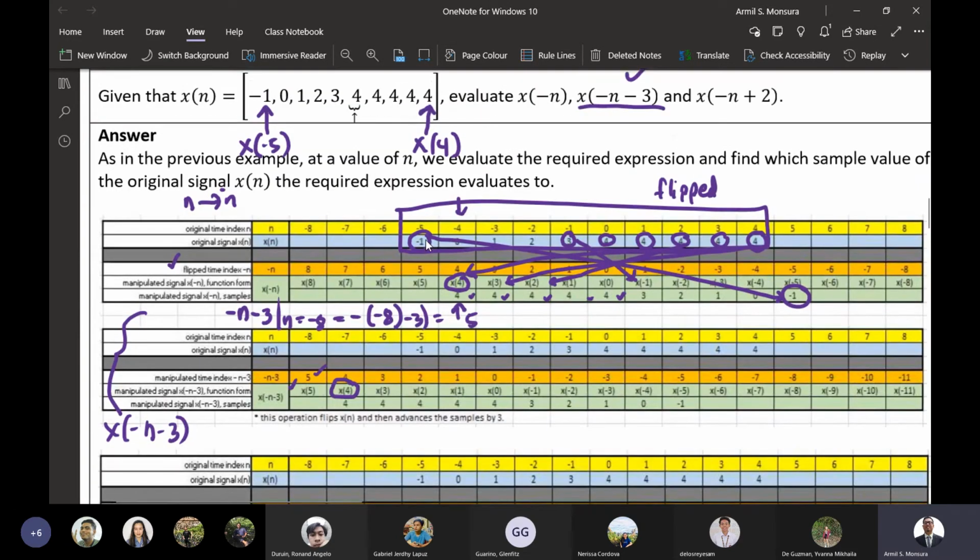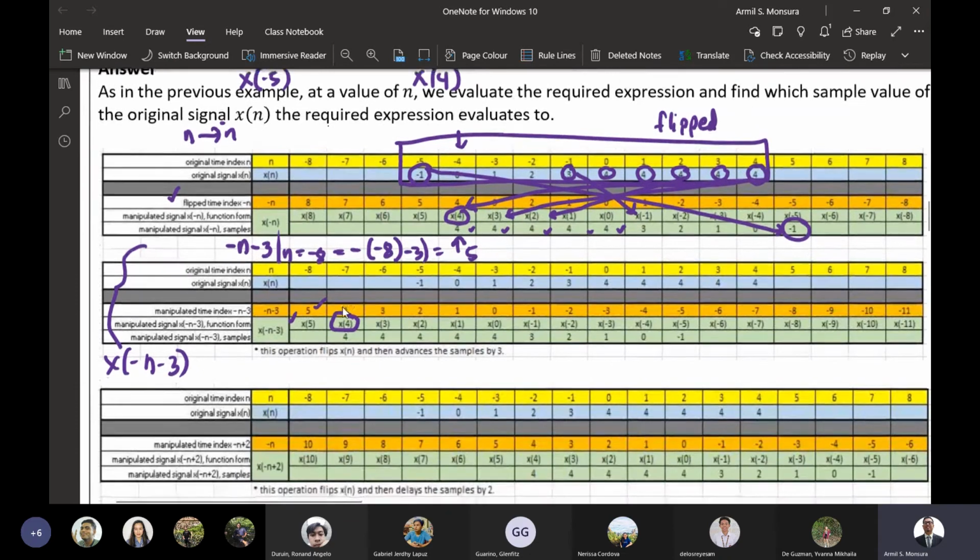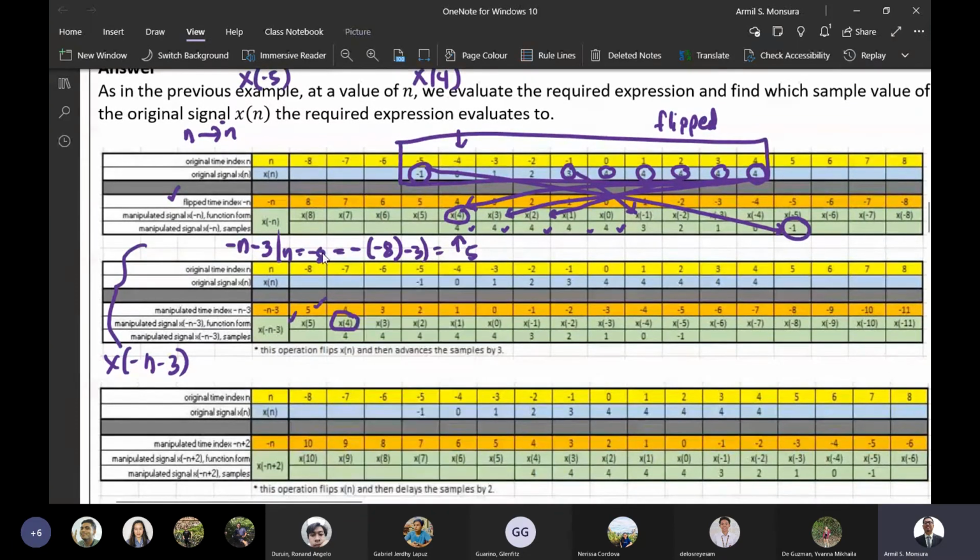Ito nga yun, yung 4 na to. So, diyan magsisimula ngayon yung signal niyo. So, that is 4, tapos x of 3 is 4, x of 2 is 4, and so on. Saan siya matatapos? Dito sa x of -5, which diyan lalabas yung -1. So, ito ngayon yung signal niyo. Ito yung process signal nyo ngayon.